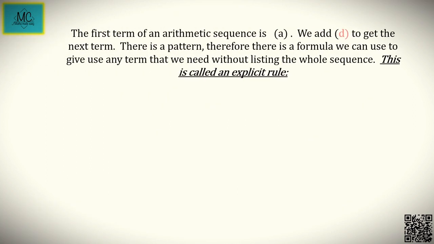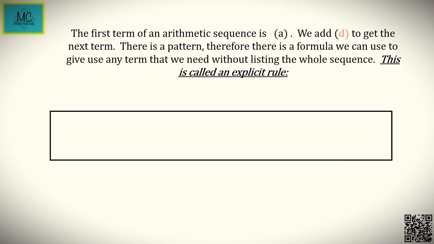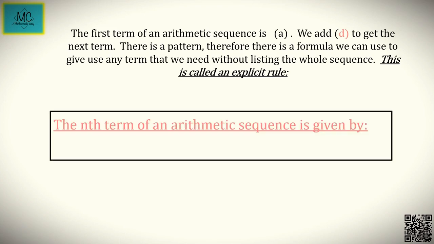Now, the first term of an arithmetic sequence is always a. We add d, which is the difference, to get the next number. And there is always a pattern. Therefore, there is a formula we can use to find any term that we need without listing the whole sequence, and usually we call it an explicit rule. So what is the formula? The formula for the nth term in the arithmetic sequence is: an is equal to a1 plus n minus 1 times d.